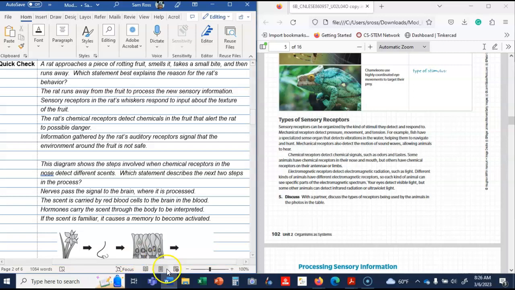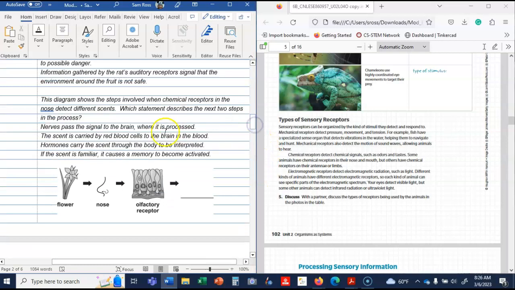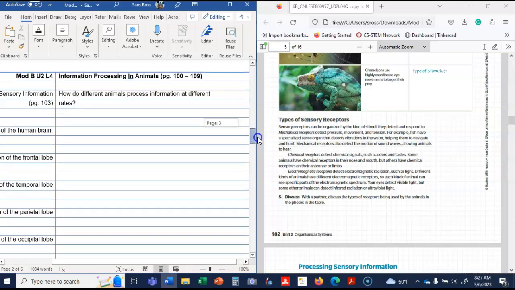And then there's a diagram. Where did I put the diagram? It must be there. Oh, there it is. This diagram shows the steps involved when chemical receptors in the nose detect different scents. Which statement describes the next two steps in the process? It's going to be the first one. Nerves pass the signal to the brain where it is processed.